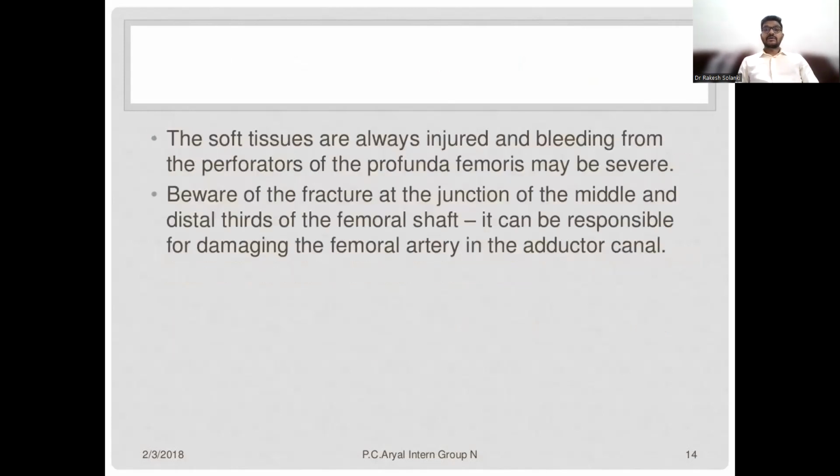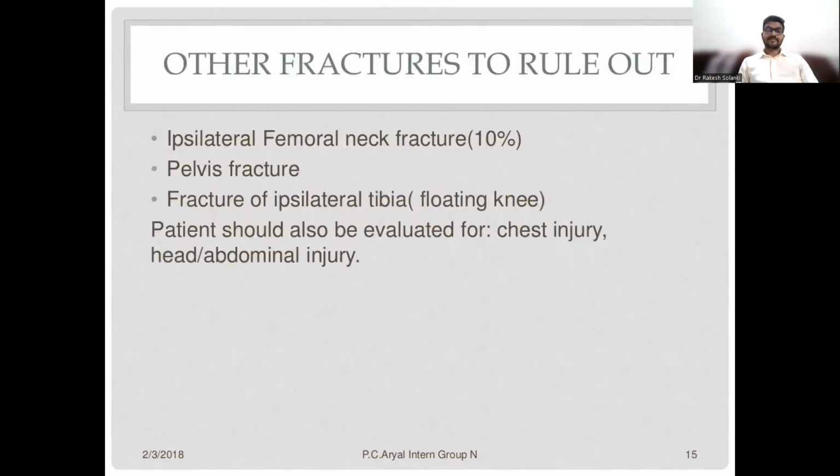The soft tissues are always injured, and bleeding from the perforators of the profunda femoris may be severe. It can lead to shock. One should be aware of fracture at the junction of the middle and distal third of the femoral shaft. It can damage the femoral artery in the adductor canal. That is why in middle and distal third femoral fractures it becomes very important to assess the distal neurovascular status.